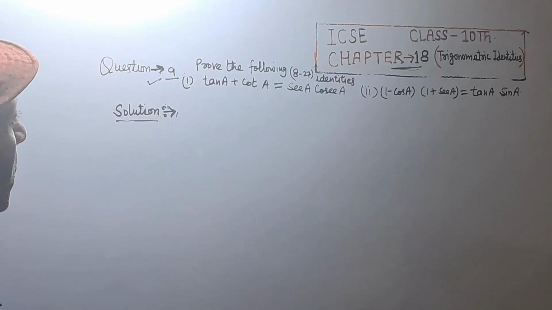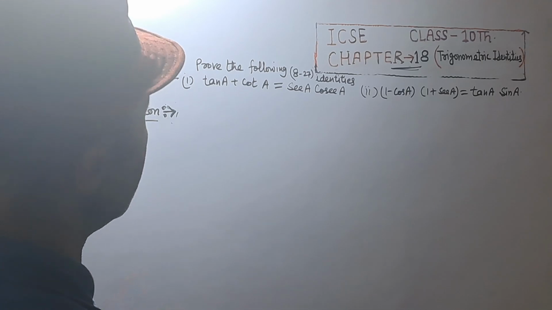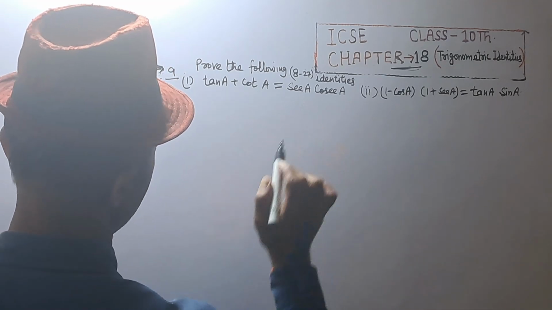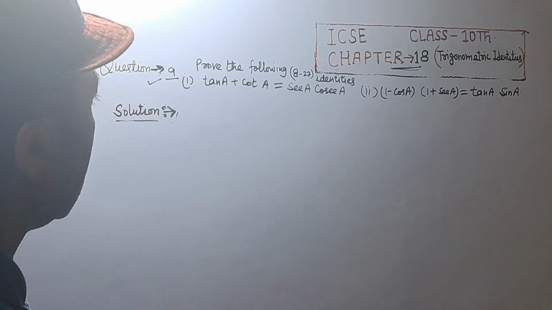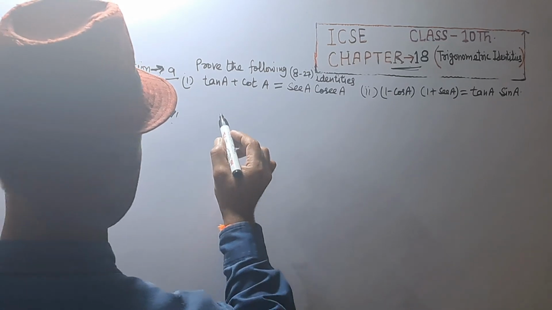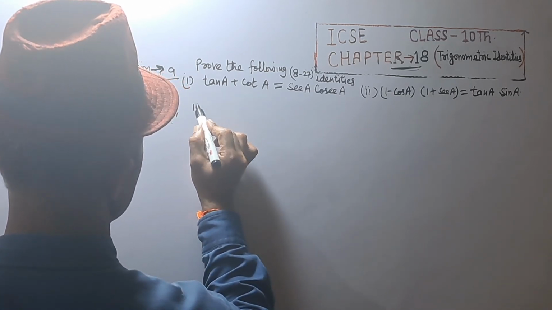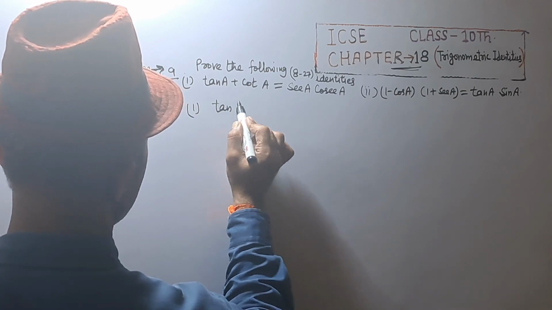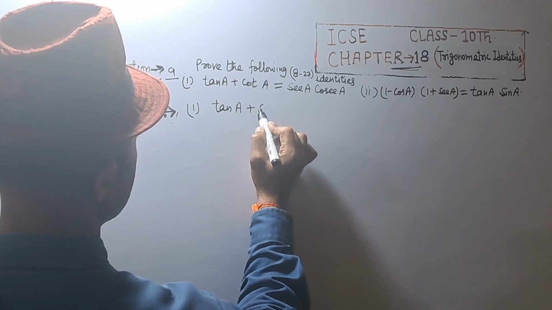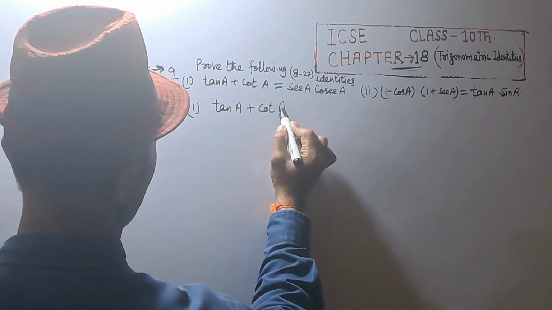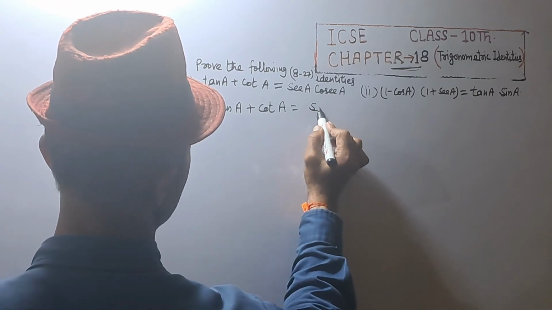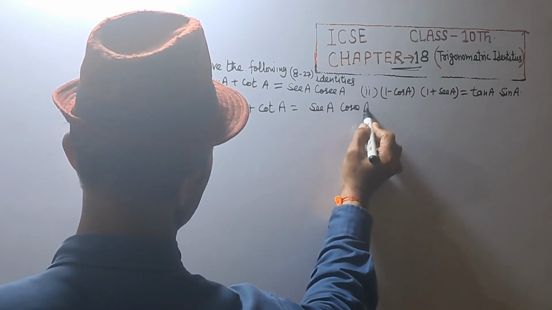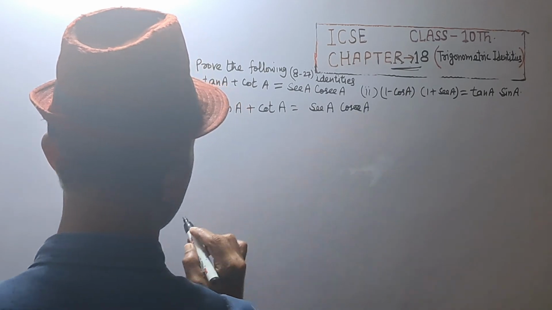Question number 9. Prove the following identities. Question first: tan A plus cot A is equal to secant A into cosecant A. Solution, first part: tan A plus cot A is equal to secant A into cosecant A.